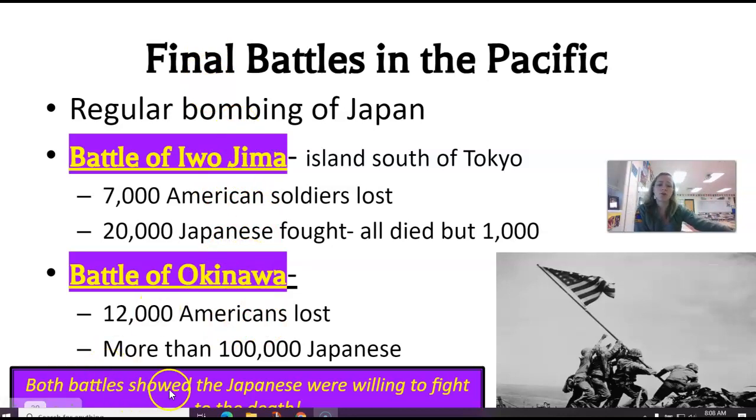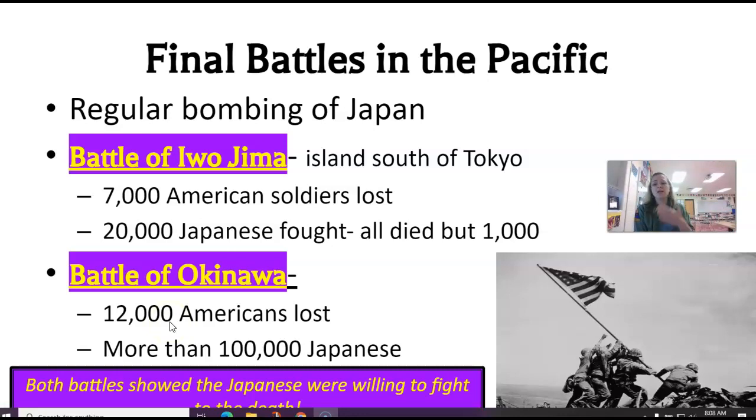Both battles are going to show that the Japanese were willing to fight to the death. Look at the numbers here. 7,000 American soldiers are lost in the Battle of Iwo Jima, but the Japanese lost 19,000. In the Battle of Okinawa, we lose 12,000 Americans. However, they lose more than 100,000 Japanese. At some point, when we lost 12,000, and let's say their numbers were at like 20,000, there was no way they were going to win. They probably should have surrendered.